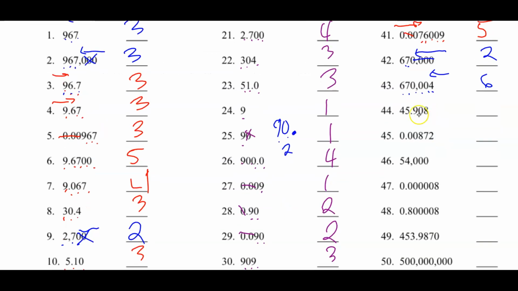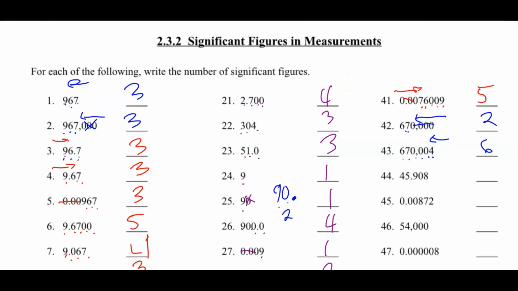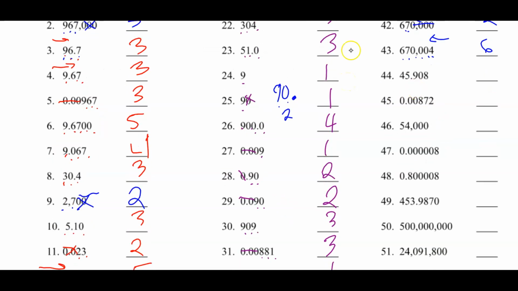Okay, number 44. Oops. Number 44. Present, count from the first non-zero in the Pacific. 1, 2, 3, 4, 5. These are placeholders. Absent, count from the first non-zero in the Atlantic. Those are placeholders. This one's sneaky. These are all placeholders, only 1 sig fig.